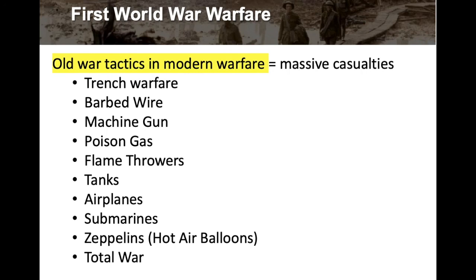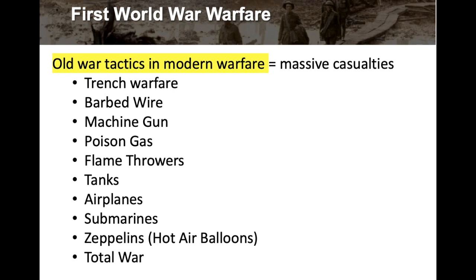There were submarines, like I mentioned earlier. Submarine warfare was beginning in World War I, and they would be sinking ships and using submarine tactics. Zeppelins, or hot air balloons. Zeppelins were rigid airships. They actually had a frame to them that they could go over with for reconnaissance or bombings. And again, they would bomb London with Zeppelins.